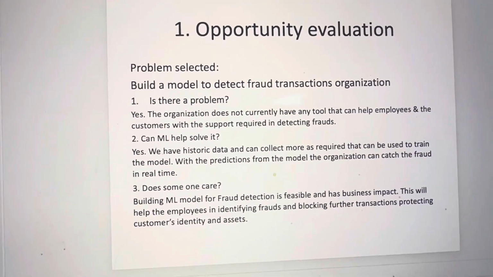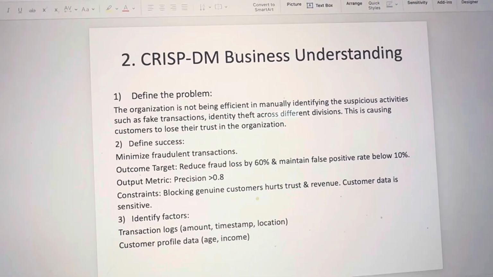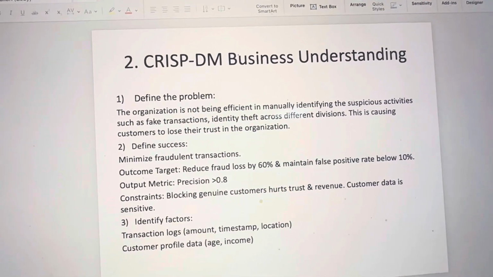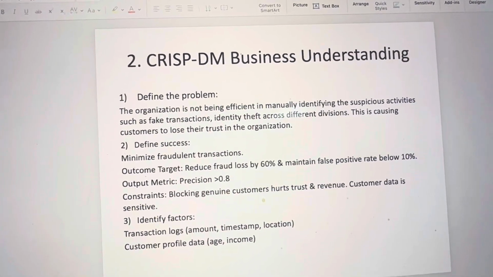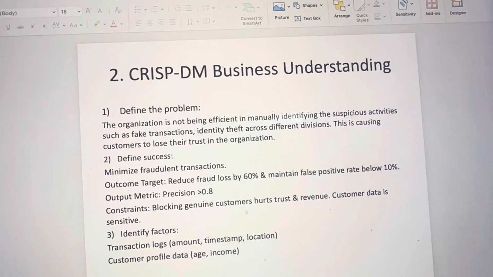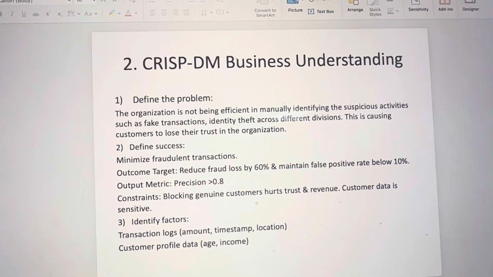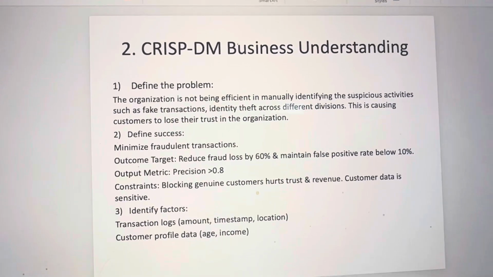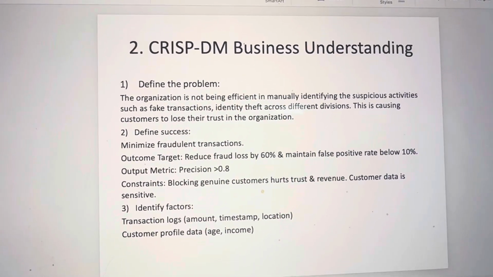And coming to the next step, we have to do the business understanding of the problem. So we have defined the problem that we want to identify the transactions, and currently they are manually identifying suspicious activities such as fake transactions or identity theft across different divisions. And this is what is making customers lose their trust in the organization.